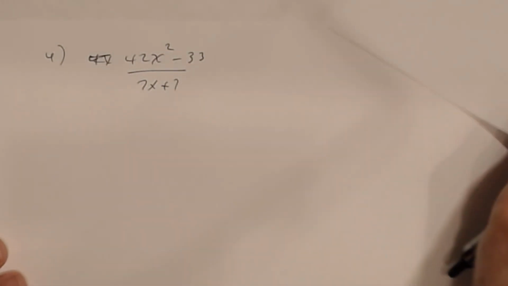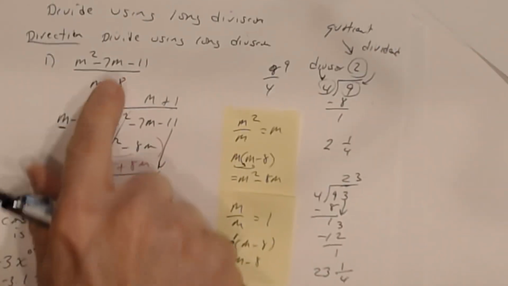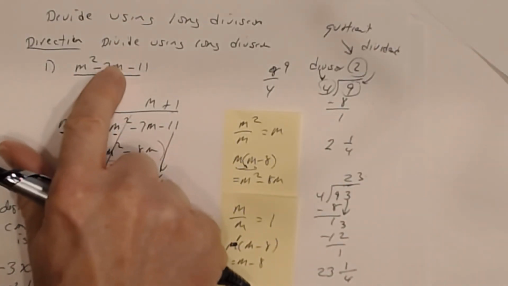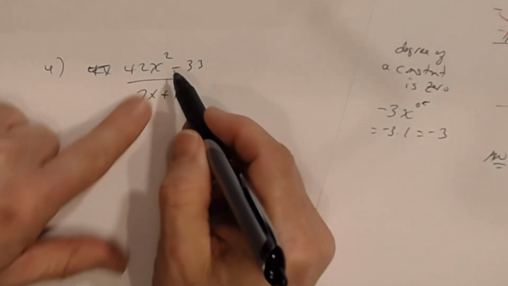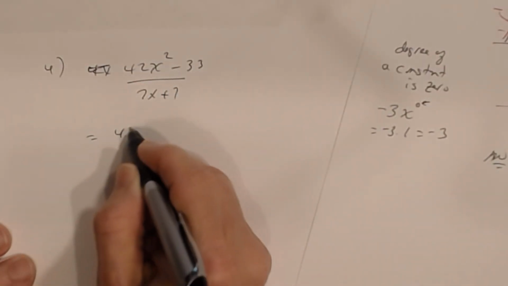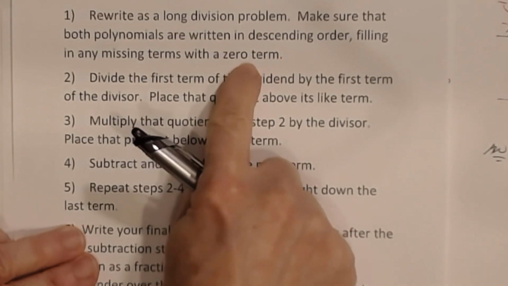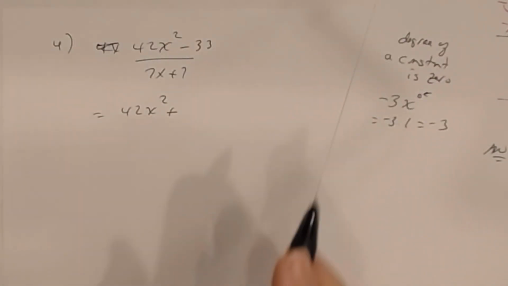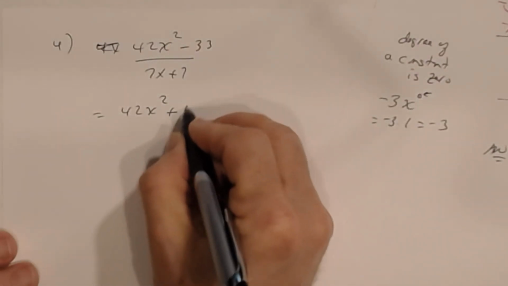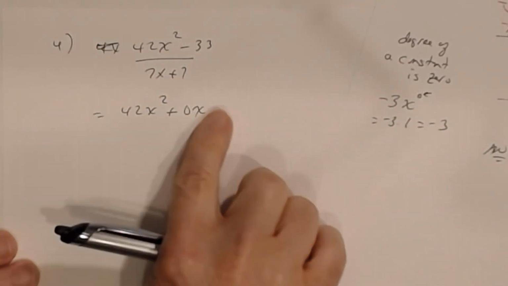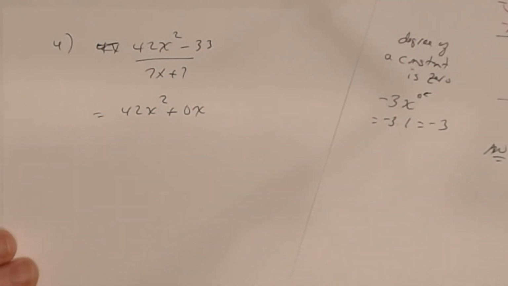There's no x term like you had here, m squared, and then you had an m term, m to the first power. You don't have that x to the first power here, so you've got to rewrite it. So you're going to say 42x squared. Now here's how you put that missing term. Remember they called it that 0 term. So here's why they call it the 0 term. You're going to say 0 times x. 0 times x is 0. They call it a 0 term.